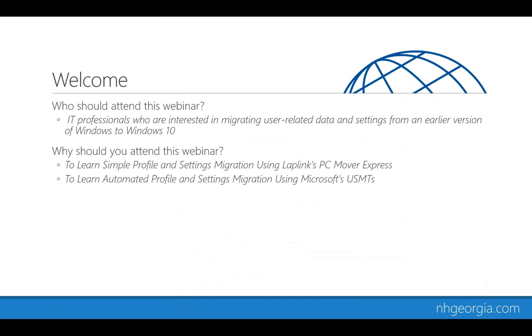So what am I going to answer in this? I'm hopefully going to answer some of the questions you may have about Microsoft's singleton or one-off migration tool, the LapLink PC Mover Express, and how to do some simple profile and setting movement. And then if you wanted to do it in a larger rollout, maybe an automated platform for migration, we're going to talk a little about some of the different automated components of the User State Migration Tool and how to use it and make that work for us.